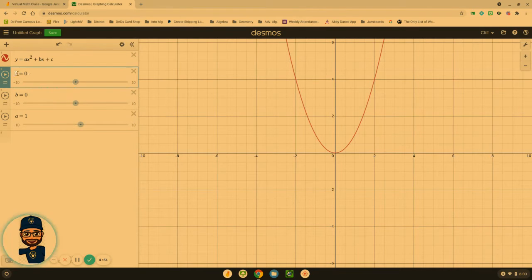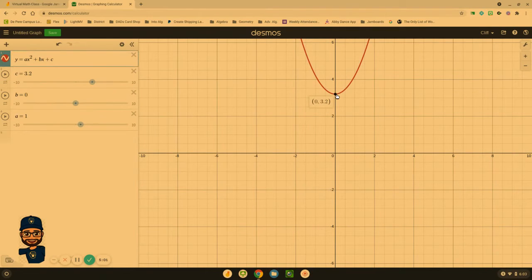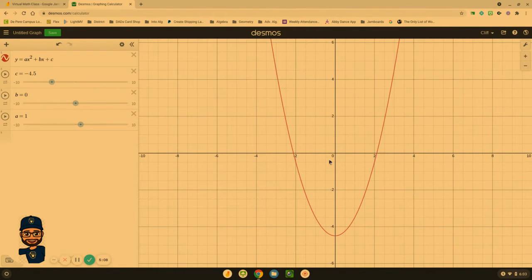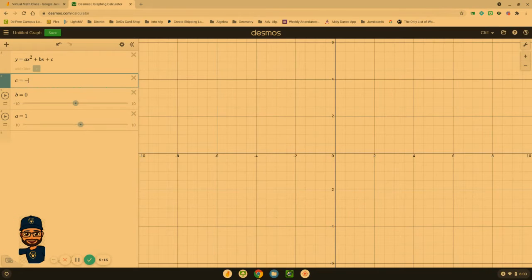Watch what happens again as we adjust this c value. This was from yesterday. If I move the c value to, say, 3 or close to 3, notice how the vertex moved up, right? If I move this slider and say I want my C value to be negative, all of a sudden it slides back down. So the C value moves this vertex up and down. All right, let's set that back to 0.